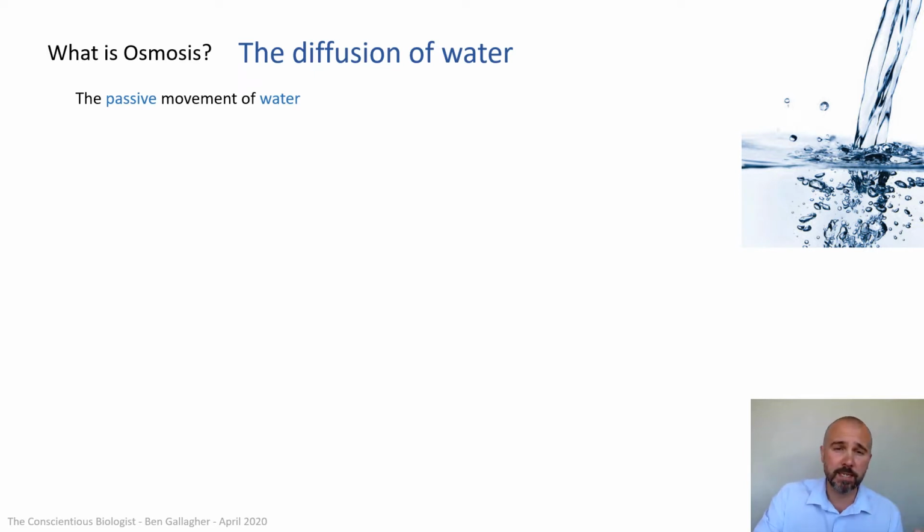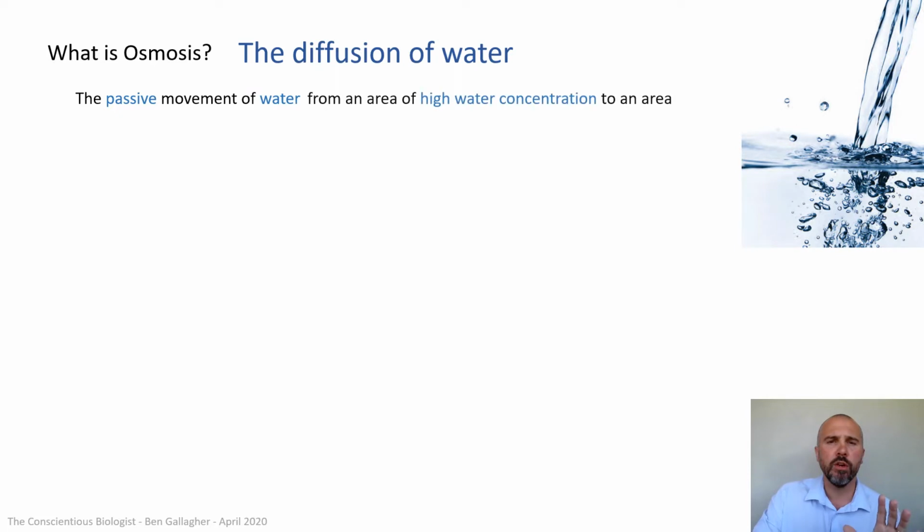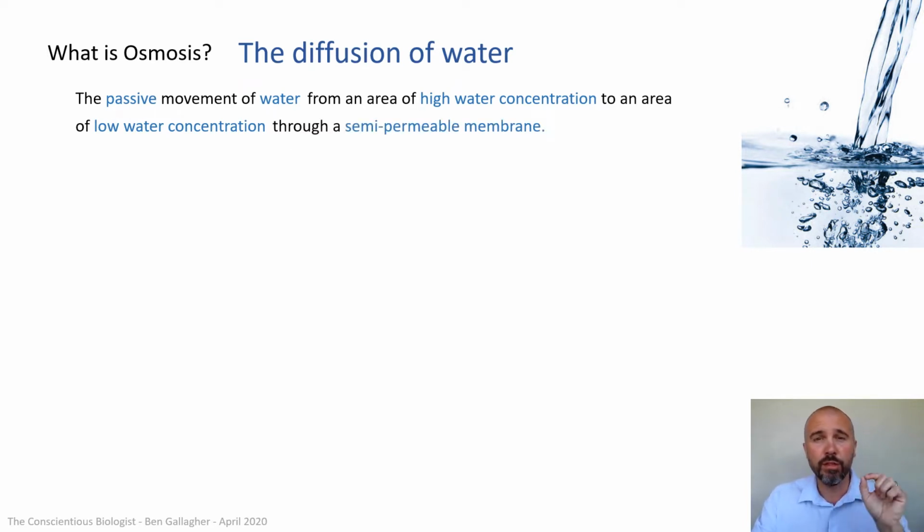Osmosis is the passive movement of water, passive meaning it doesn't require energy, from an area of high water concentration to an area of low water concentration, this is the key bit, through a semi-permeable membrane or partially permeable membrane if you're happier with that term. Now what that means is it must be through a membrane, either in or out, mostly we're talking about of a cell.